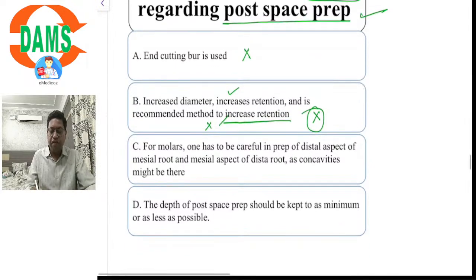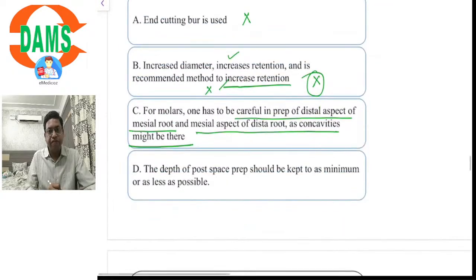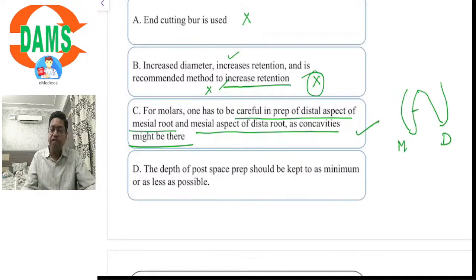For molars, one has to be careful in preparation of the distal aspect of the mesial root and the mesial aspect of the distal root, as concavities might be there. This is correct, especially for mandibular molars: the mesial root and the distal root have this concavity on the distal aspect of the mesial root and the mesial aspect of the distal root. Perforations can occur.